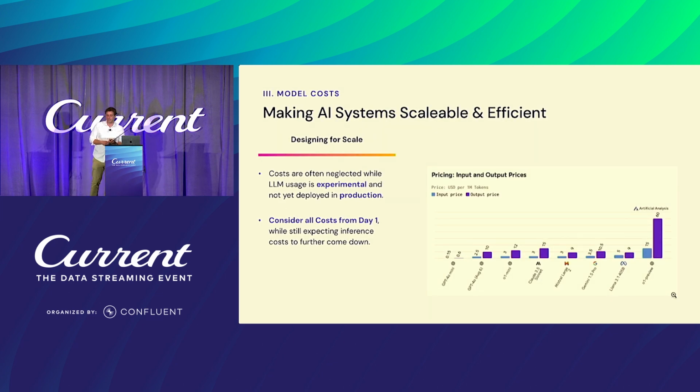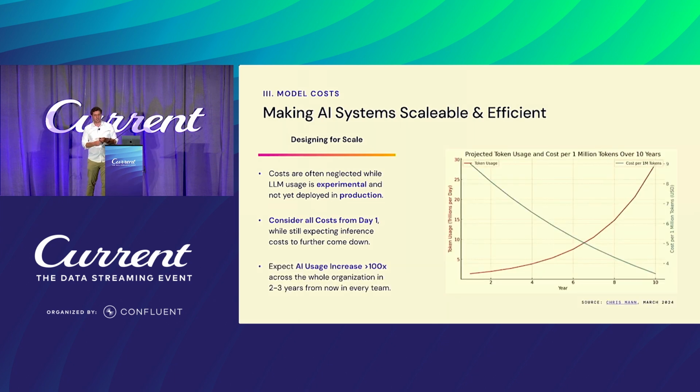Then making AI systems scalable and efficient is obviously a very important concern in terms of model costs as well. As you can see here, there are quite big differences in terms of the costs that you currently incur when running these models. Often in the beginning, you neglect these topics because it's experimental, not much usage, so it doesn't really matter, but we would really recommend to consider costs from day one, to bake that into the value proposition of the POC, expecting that costs will continue to go down.